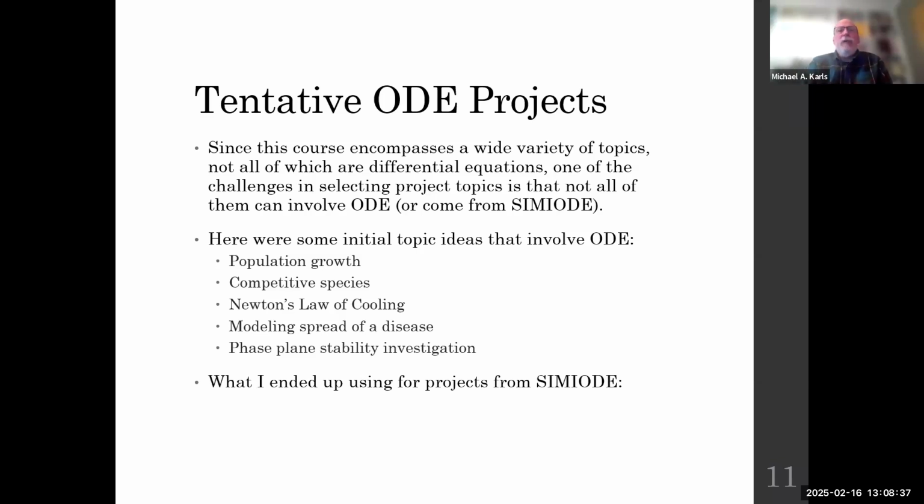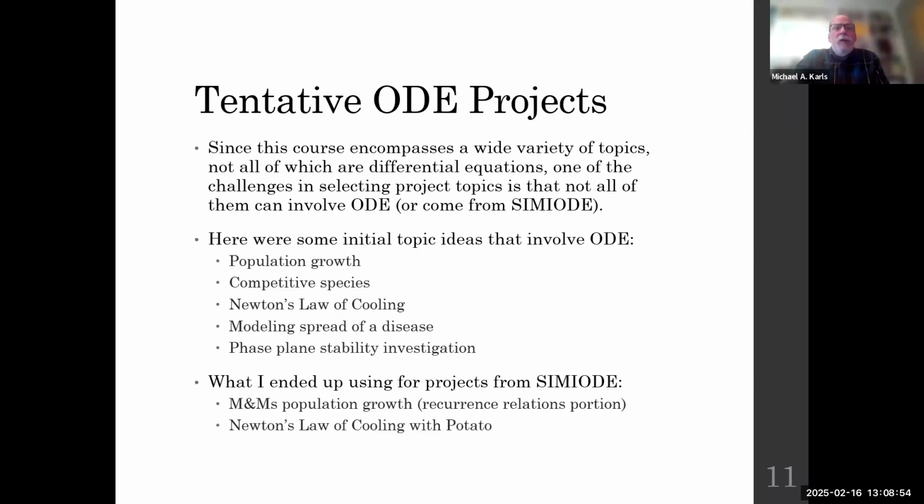And here's what I ended up using for projects from SIMIODE. One of the cool projects is the M&M population growth, and I chose the recurrence relations portion. So I didn't use the differential equations part of that project. And there's a cool project that's Newton's law of cooling with a potato, where there's some data for a potato that is taken out of the oven, and you record the temperature every 15 minutes as it cools off.